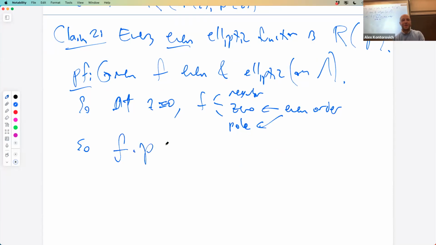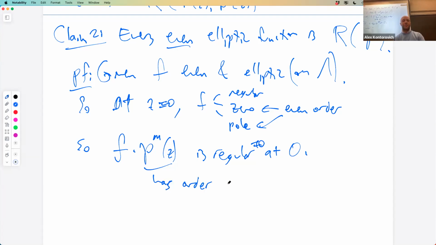So f times p to the appropriate exponent is regular and non-zero at 0. You agree with me there? Because p has an order 2 pole at 0. So if it had an odd order pole, powers of p wouldn't kill it off. But it has an order 2 pole, so I might need to multiply by p in the numerator. M could be positive or negative. Right? If it has a 0, I kill off the 0 by multiplying it by poles. If it has a pole, I multiply it by zeros. And so m is equal to negative order over 2. Does that make sense?